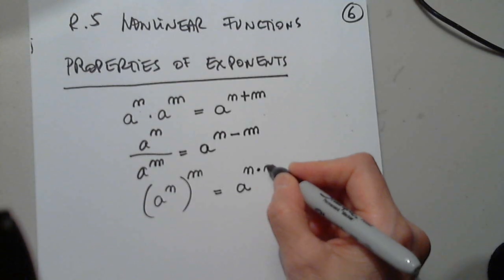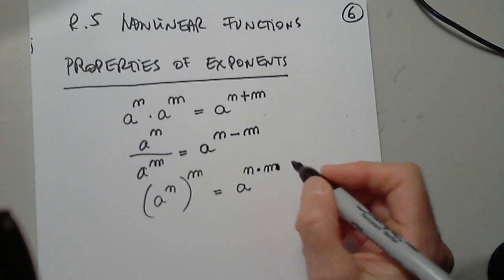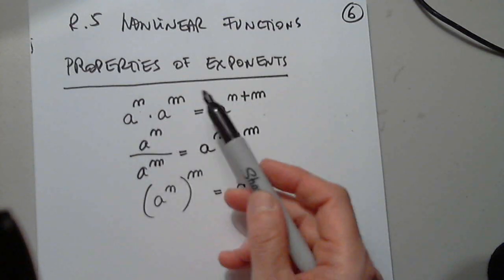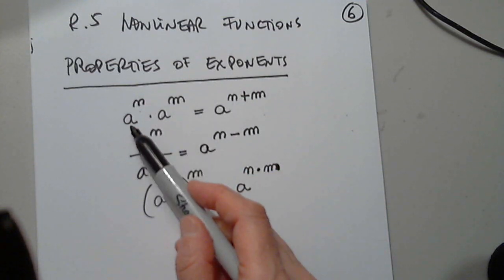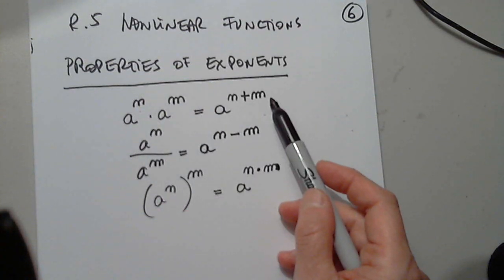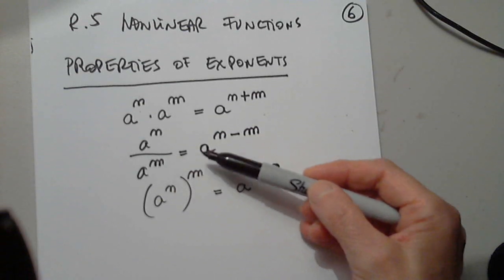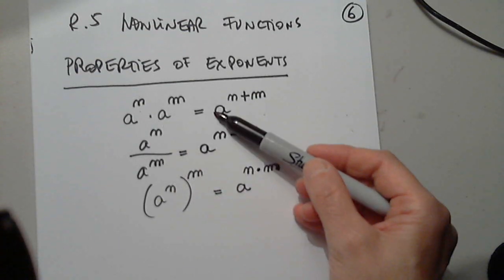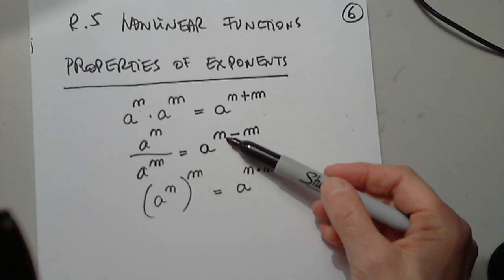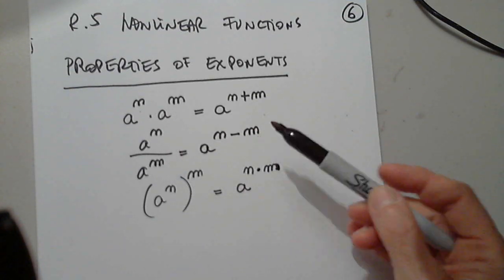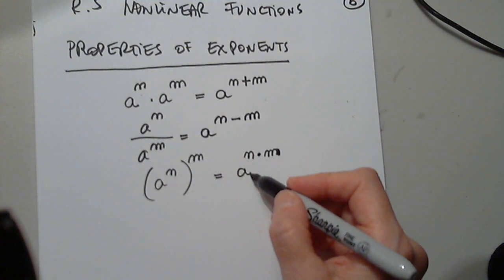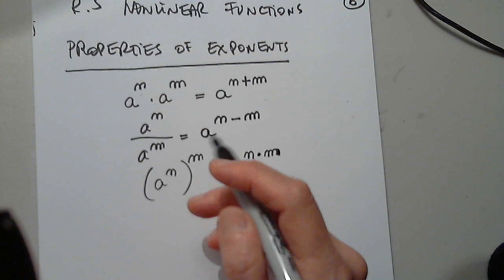So when we multiply two exponential expressions with the same base, we copy the base and we add the exponents. When we divide, we copy the base, we don't do anything to the base, we only copy it, and from the exponent of the numerator, we subtract the exponent of the denominator. If we have a to the n, everything to m, we copy the base and we multiply the exponents.